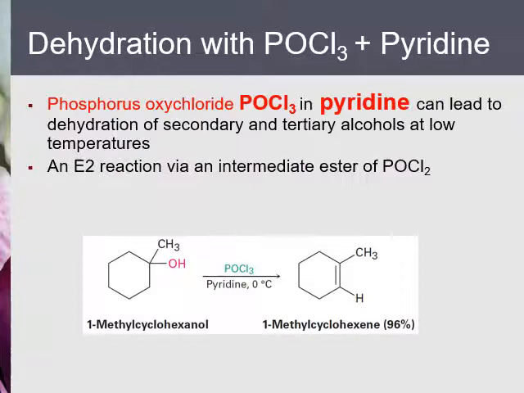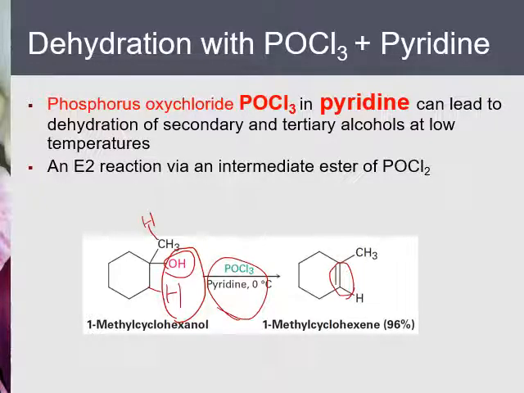A combination of phosphorus oxychloride with pyridine is a commonly used dehydration reagent. When an alcohol is treated with this combination, a hydroxy group and a hydrogen atom at the neighboring carbon are removed. A double bond is formed. Note that one of these hydrogens may also be removed. A double bond may form here, but this double bond is a more branched one, and so it's more stable.